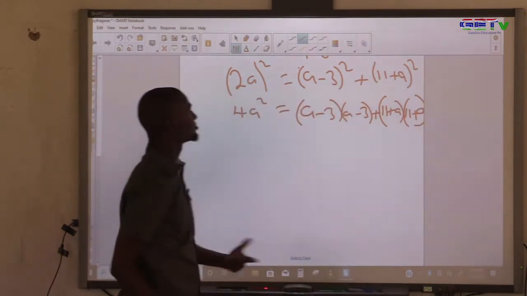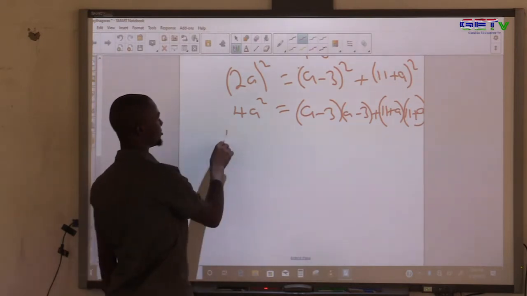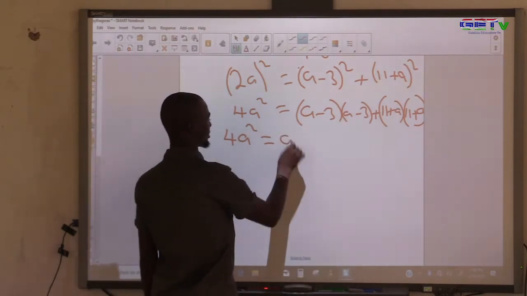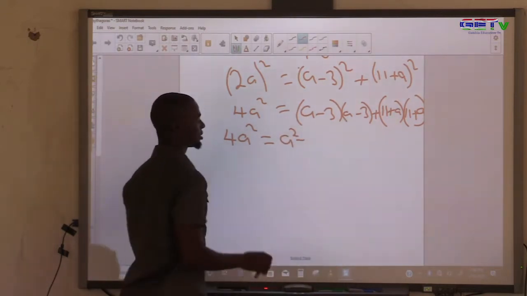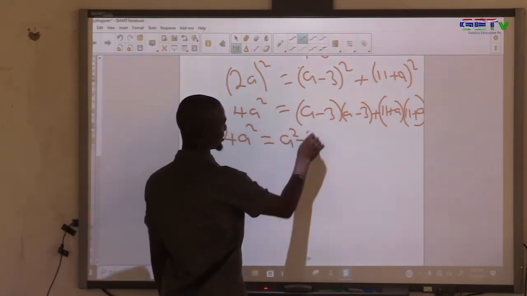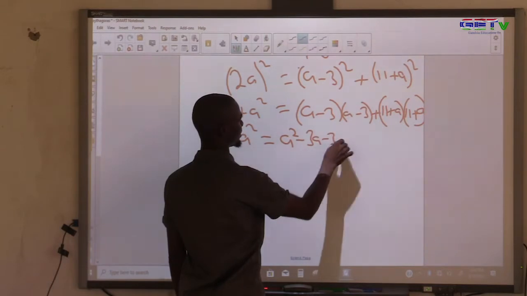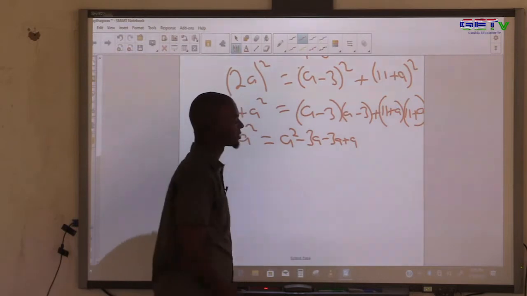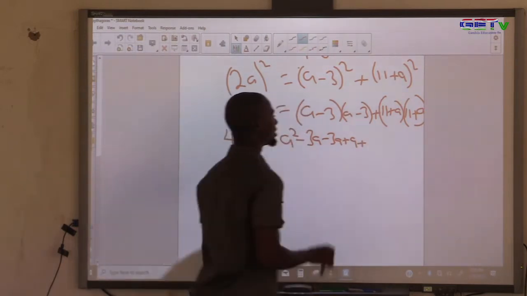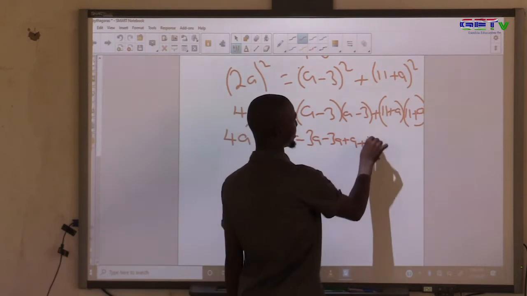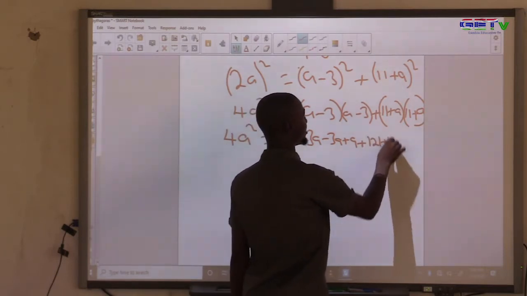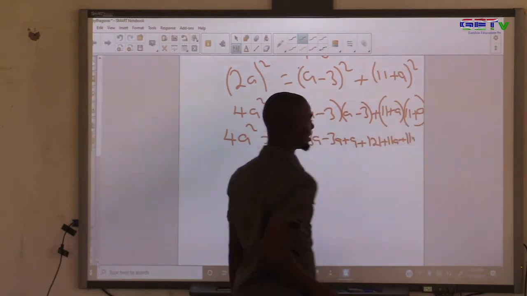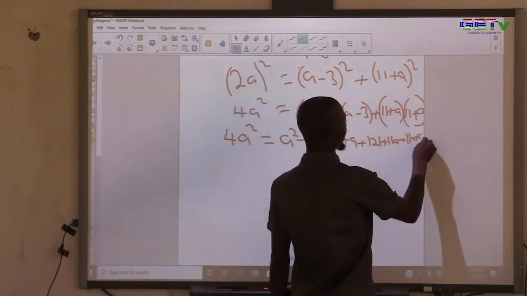So you expand this. If you expand, you will have 4A square is equals to A times A, that is A square, minus 3 times A is minus 3A, A times minus 3 is minus 3A, minus 3 times minus 3 is plus 9. You expand this, plus 11 times 11 is 121 plus 11A, because 11 times A is 11A, then you have 11 times A is 11A, then you plus A square.